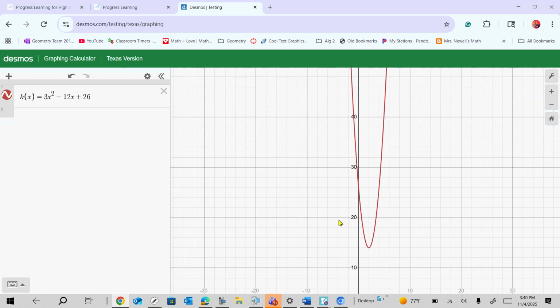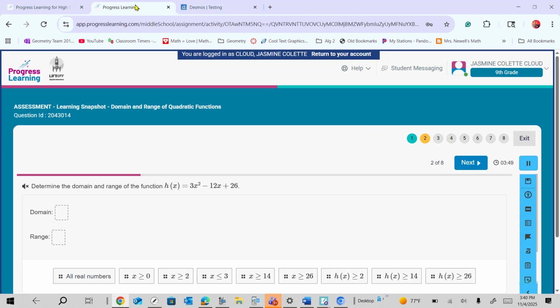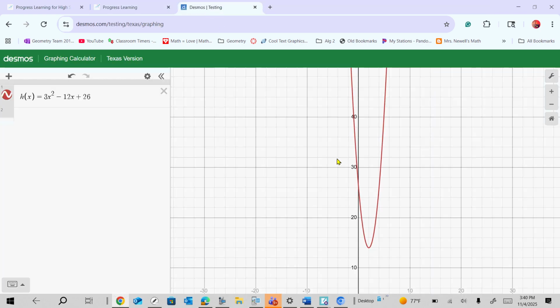And I believe it's asking us to calculate the domain. So if it keeps going and never stops, that's going to be all real numbers. But our range, that's when we scan the bottom of the graph. And the bottom of the graph, I can literally click on here, is at a value of 14. And then it keeps going up to positive numbers, to 20, to 40 right here.